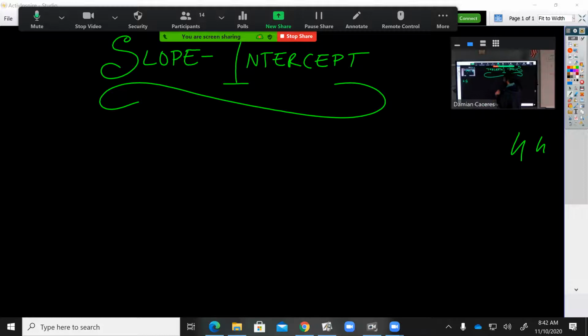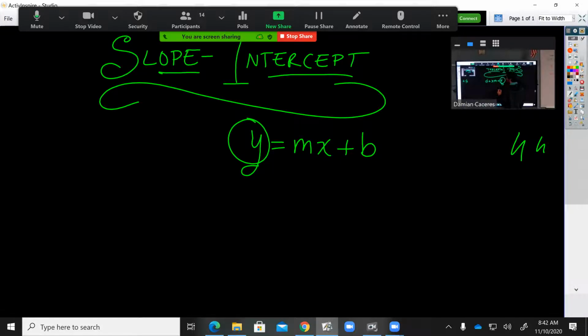All right, so slope-intercept form is y equals mx plus b, which just means the y is by itself. Why do they call it slope-intercept? Because when the y is by itself, you can see the slope and you can see the y-intercept.